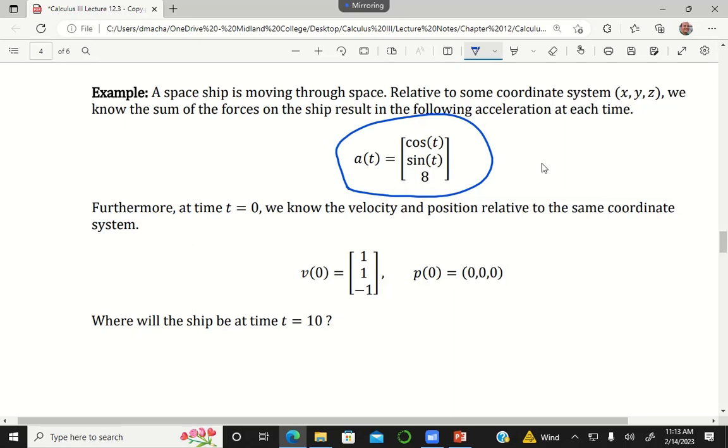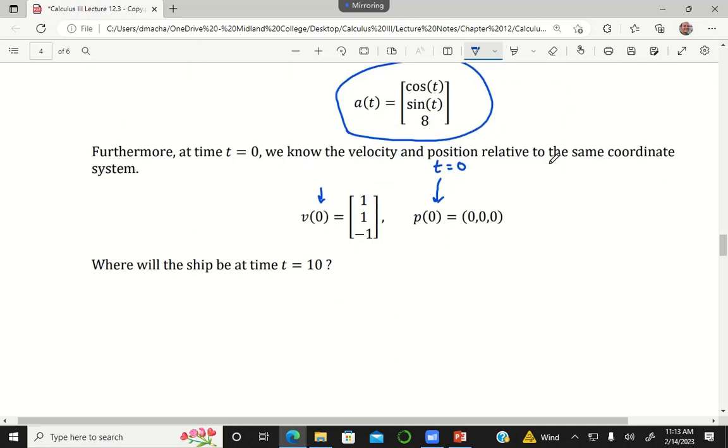Beyond this, we also know what the position of the ship is and what the velocity of the ship is at time t equals 0. So if I say p of 0 and v of 0, I'm talking about when t is equal to 0. And the question that we're now asking is, where will the ship be at time t equals 10? So we know a of t is cosine t, sine t, 8.